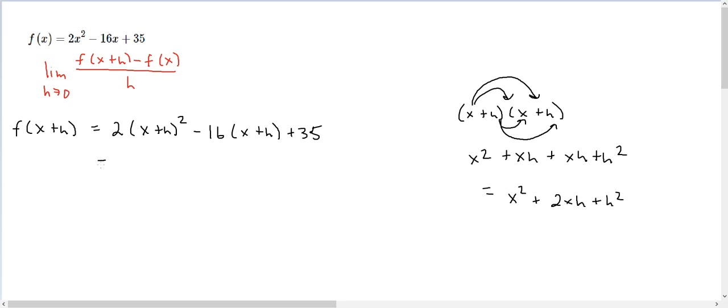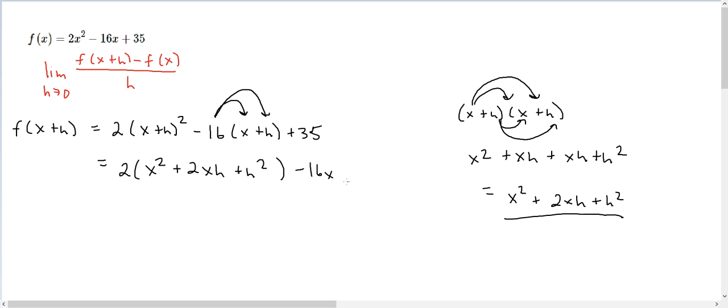If I go over here to our f of x plus h function, we still have this 2, and now that we FOILed this x plus h out, we can write this in substitution for that. So we're going to have x squared plus 2xh plus h squared, and then I'm going to distribute this minus 16. If we distribute the minus 16 to the x, we get minus 16x. If we distribute it to the h, we get minus 16h. And then we have this plus 35 at the end.